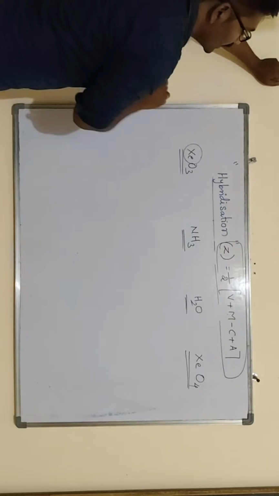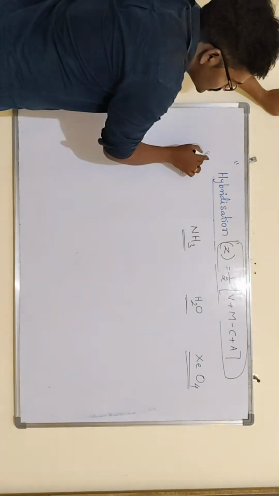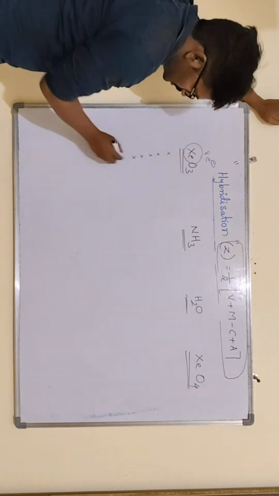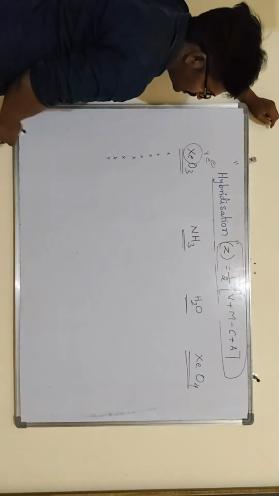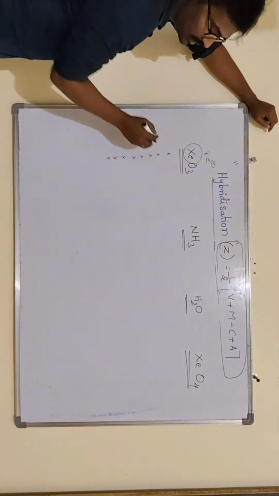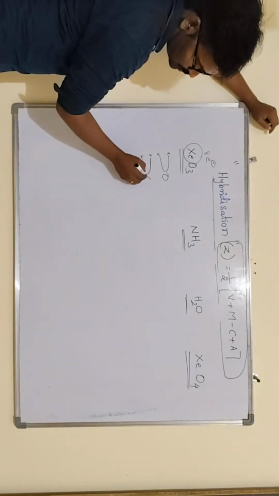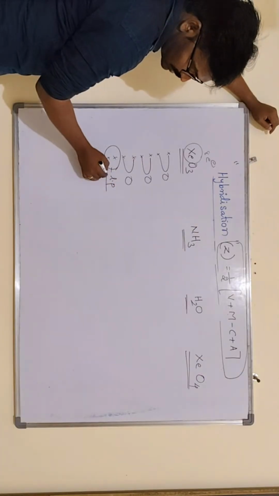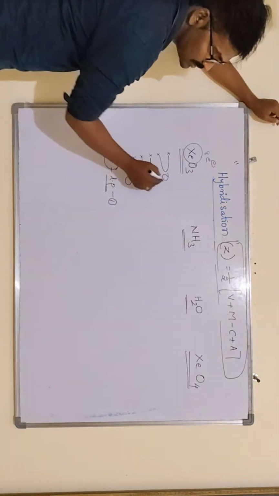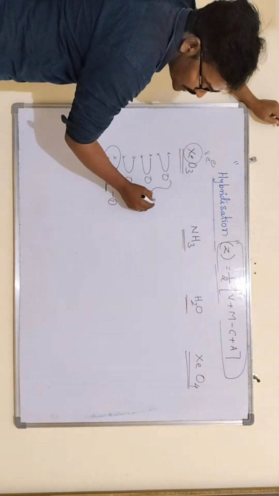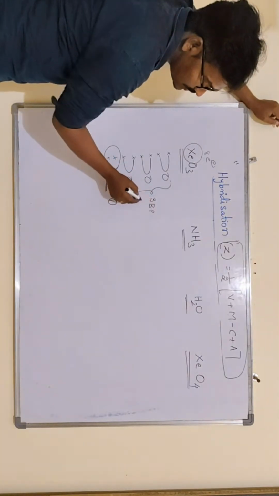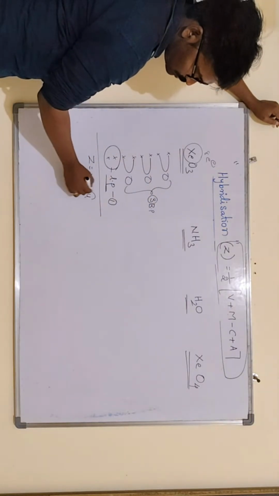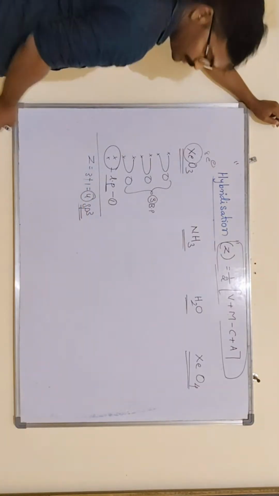So xenon is the central atom. The number of electrons is 8. So 18th group, 8 electrons: 1, 2, 3, 4, 5, 6, 7, 8, right? Then 3 oxygen atoms are there. 2 electrons with 1 oxygen, 2 electrons with 1 oxygen, 2 electrons with 1 oxygen. The remaining 2 electrons we call a lone pair of electrons. How many lone pairs are there? 1 lone pair. How many bond pairs are there? 3 bond pairs. Clear? So Z value is equal to 3 plus 1, then 4. Once 4 is there, sp3 hybridization.